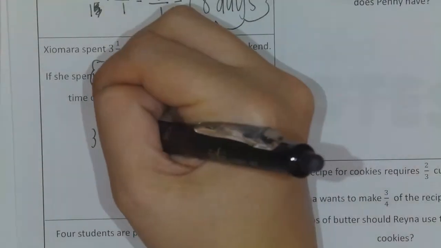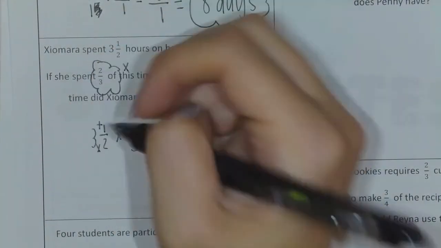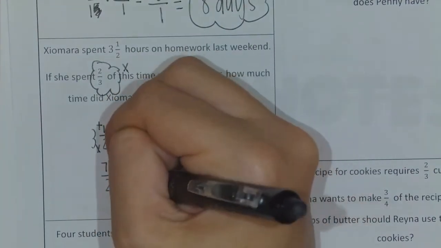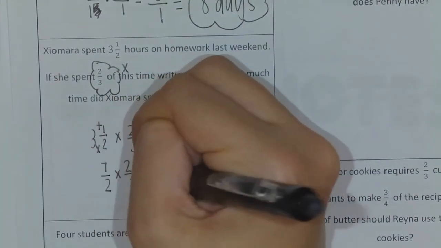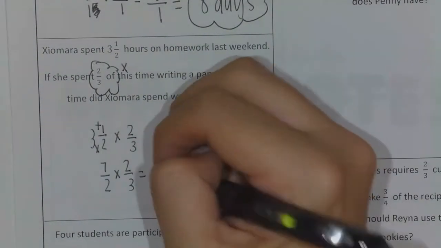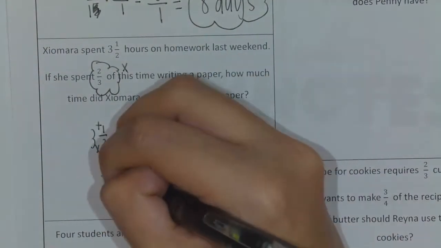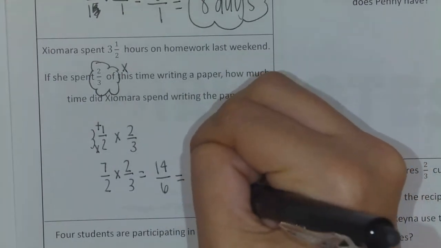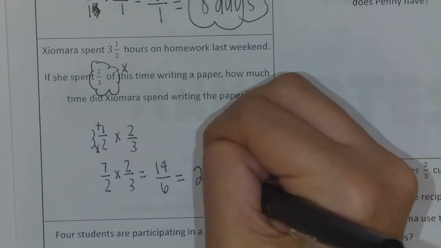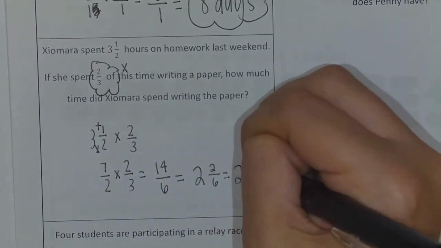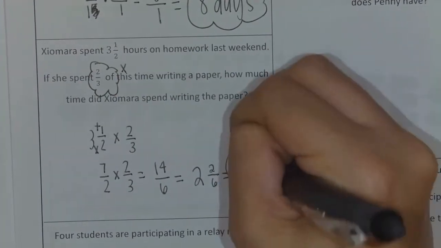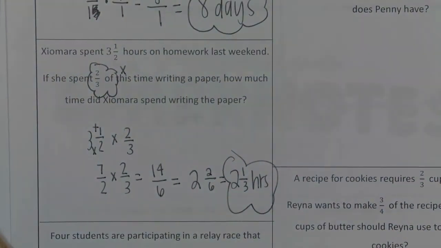So I need to do the Texas 2-step here. 2 times 3 is 6, plus 1 more is 7. Halves times 2/3. I have 7 times 2, which is 14, and 2 times 3, which is 6. 6 will go into 14 2 times. I would have 2 out of 6 pieces left over, which can be simplified to 1/3. So she spent 2 1/3 hours writing that.